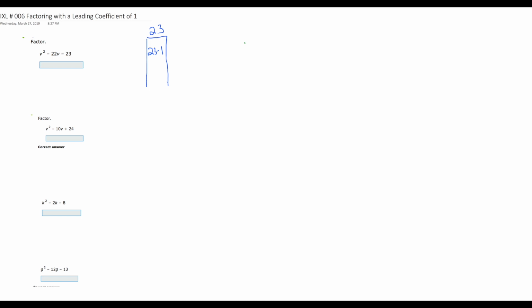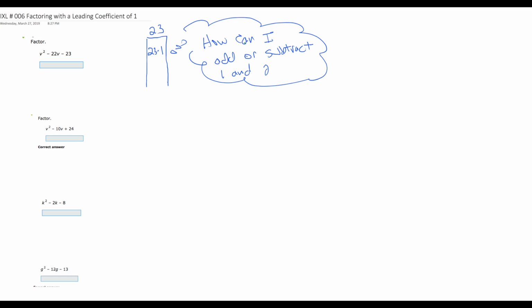But normally we would ask ourselves, through addition or subtraction, how can I add or subtract 1 and 23 to get negative 22? How would you do that? You could change the signs. You just have to mess around with all the different combinations. How would it give you negative 22? Positive 1 minus 23. So positive 1 and negative 23 gives you negative 22, right?